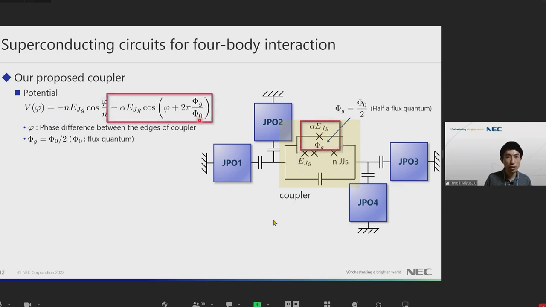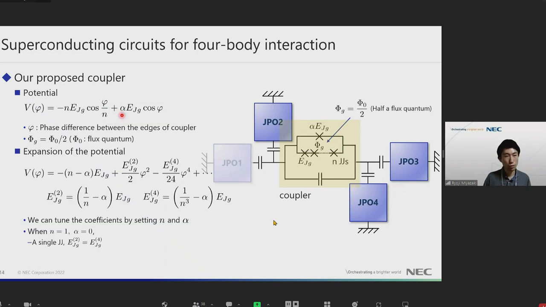And the important point is that phi G is equal to half a flux quantum, so this product is equal to pi. So this term becomes like this: a minus is changed to plus. This is an important point. We expand this function like this up to the fourth order term. EJG2 and EJG4 are the coefficients of the second and fourth order terms, and they are expressed like this with n and alpha. So we can tune these coefficients by setting n and alpha.